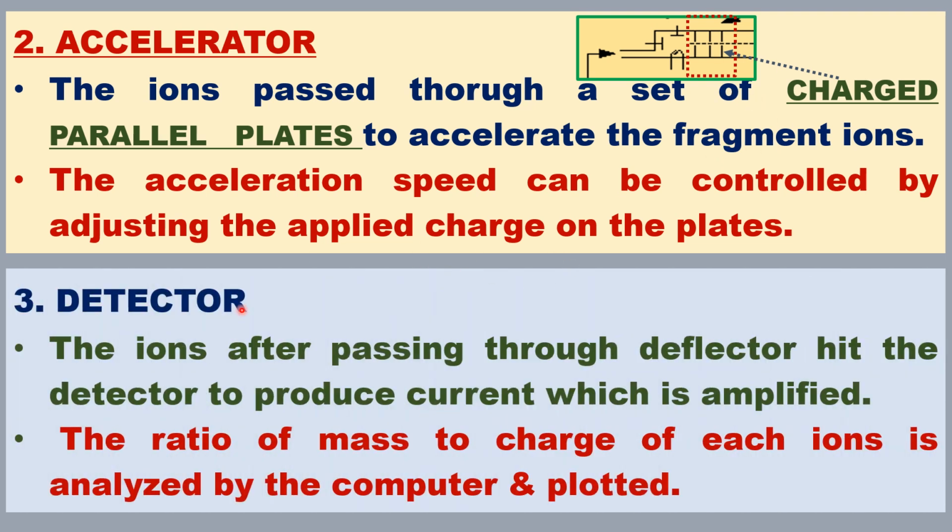Then the detector. The ions, after passing through the deflector, hit the detector to produce current, which is then amplified. The mass to charge ratio of each ion is analyzed by the computer and then plotted to give the mass spectrum.